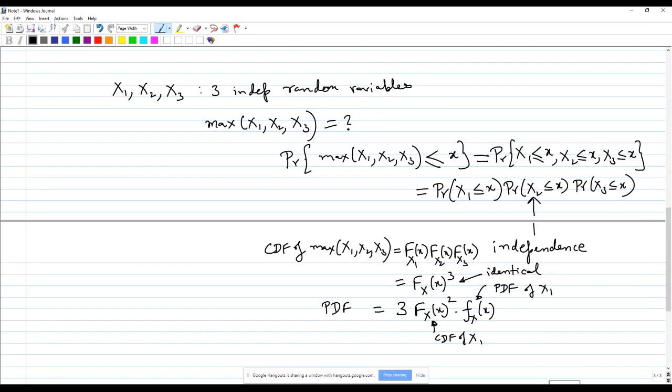For min also one can do the same thing. In fact, for any other sequencing also one can make similar arguments. So for instance, if you want to find the 5th biggest among 10 independent random variables, things like that, it's well understood. Sequencing is well understood.